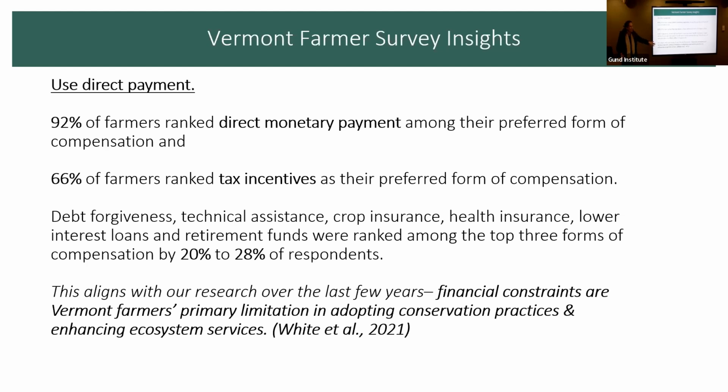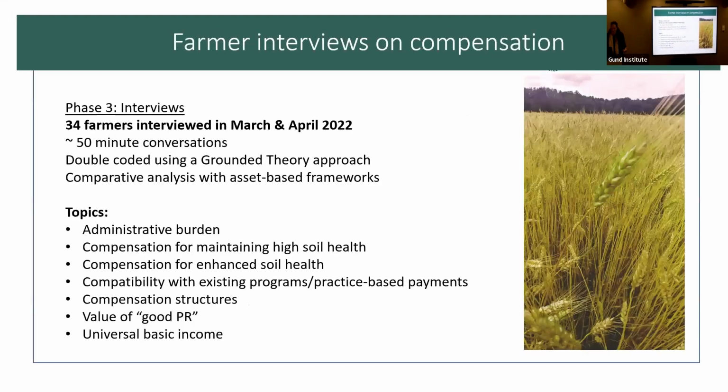And the other two papers I mentioned have documentation that for farmers in Vermont, financial constraints are the primary factor limiting their adoption of conservation practices and enhancing ecosystem services. We knew that already, but we thought maybe they would think about other things. So I was really hoping we'd have something more interesting from that, right? Like maybe it's healthcare.